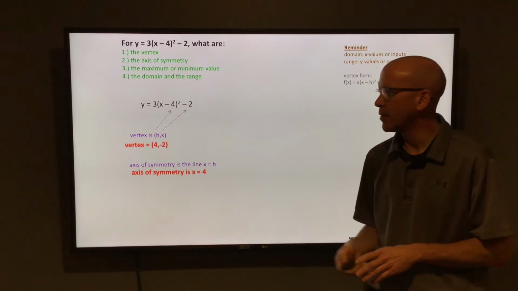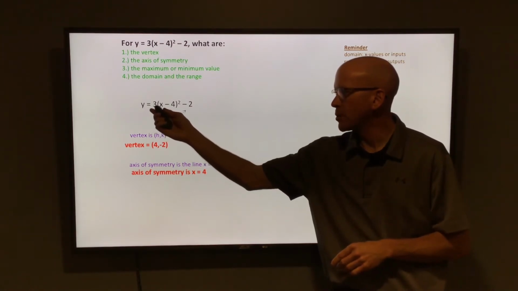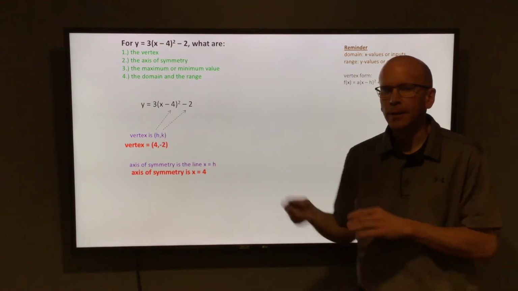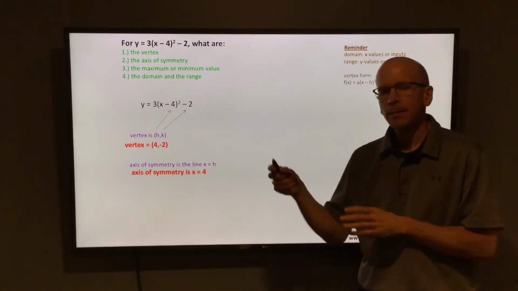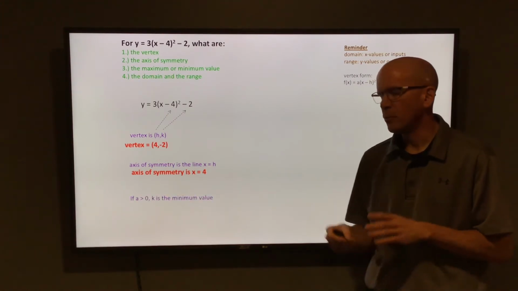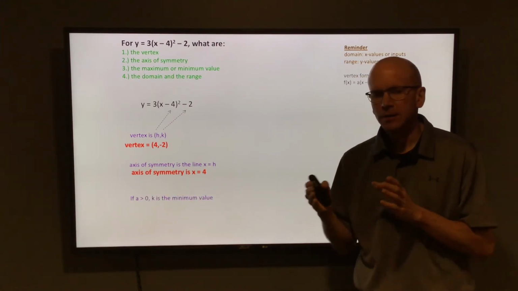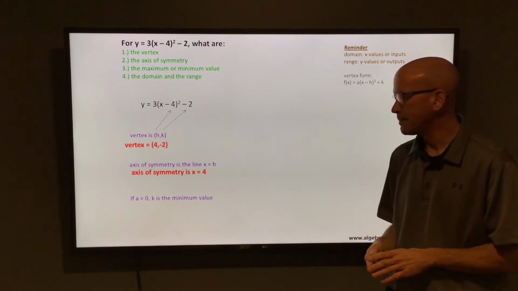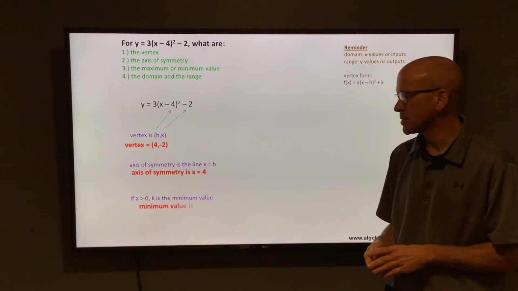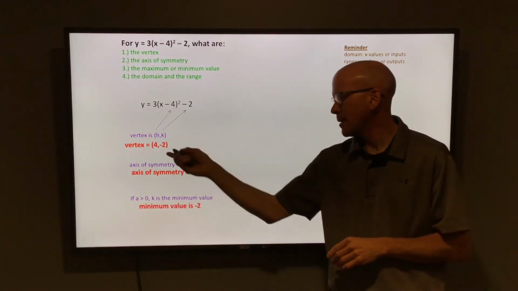For the maximum or minimum value, since that 3, the coefficient of the squared term, is positive, the parabola opens upward. And if the parabola opens upward, there is a low point or a minimum value that the parabola reaches. Remember, the value of a function is the y value at any particular point. So since that parabola opens upward, the minimum value there is the y-coordinate of the vertex, and that is negative 2.